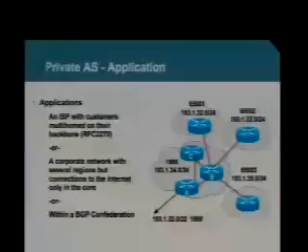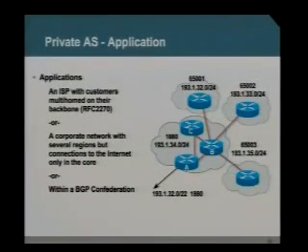Where you would use a private AS number, well, a typical application could be an ISP with customers multi-homed onto their backbone. So RFC 2270 actually describes how Internet MCI did their customers multi-homing onto their backbone. So that's actually quite a nice informational document that explained what they did. Or it could be a corporate network with several regions, but connections to the internet only in the core. So head office connects to the internet, and then the corporate network will connect into the headquarters.